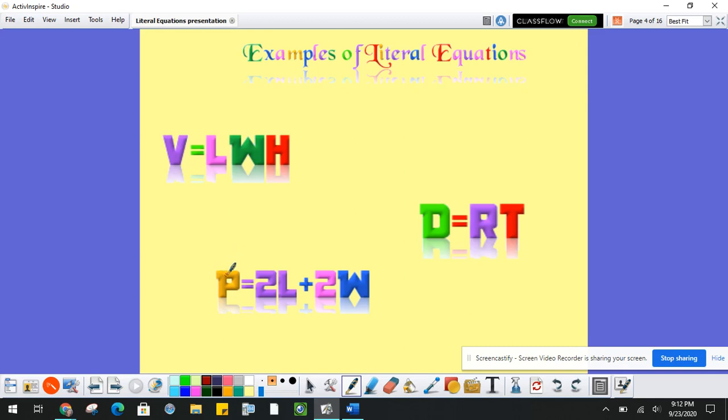It has 3 variables, P, L, and W. It stands for perimeter equals 2 times the length plus 2 times the width.